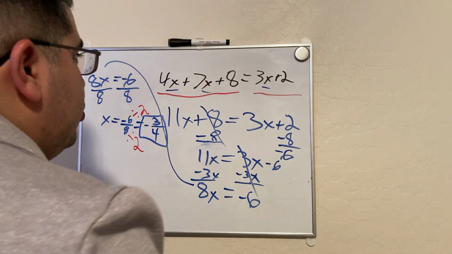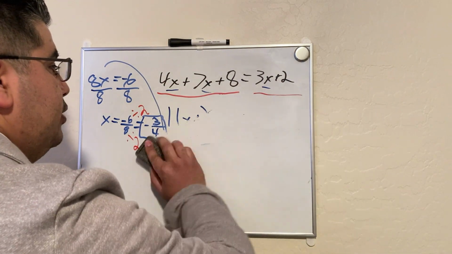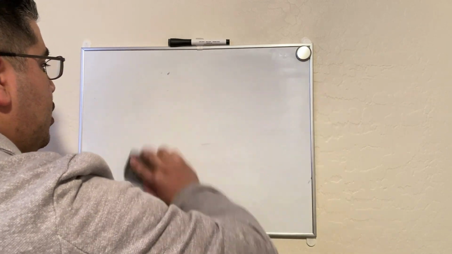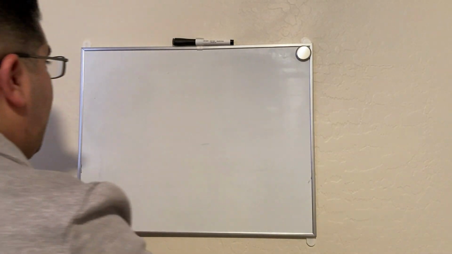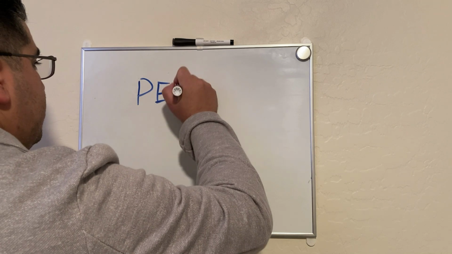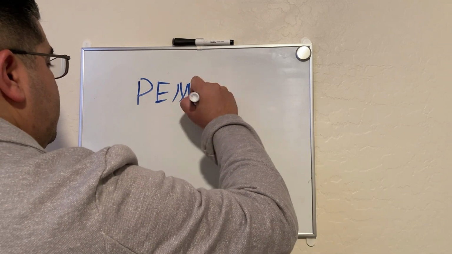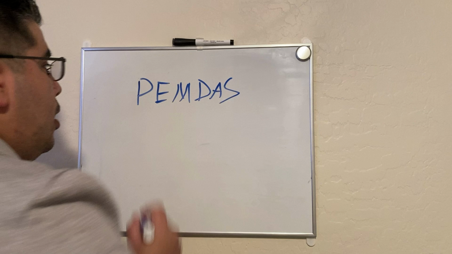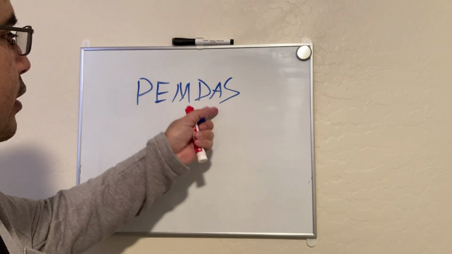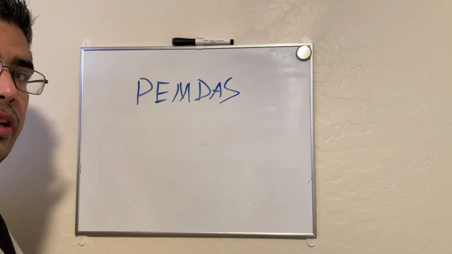In my class, what I have, I'm erasing now. What I have on my whiteboard, I leave it on my whiteboard, is this, PEMDAS. PEMDAS indicates parentheses, exponents, multiplication, division, addition, subtraction. This is how you solve equations.